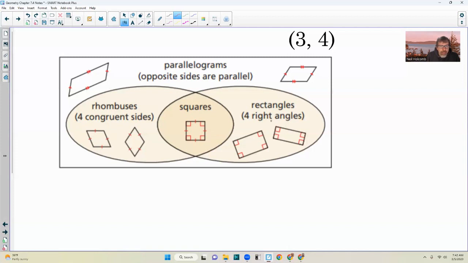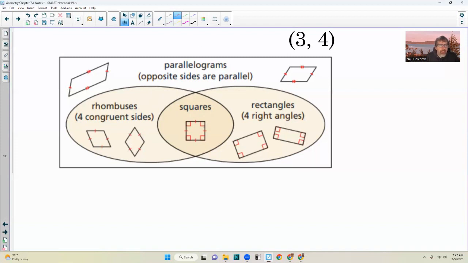A rectangle is a quadrilateral with four right angles. So these are not rectangles because their angles are obtuse and acute. A rectangle has four right angles, but so does a square. So squares are rectangles, but not all rectangles are squares. The square is a special shape that is a rhombus, it is a rectangle, and it is a parallelogram. Rhombuses are parallelograms, but they're not all squares. Rectangles are parallelograms, but they're not all squares. But a square is a rhombus, rectangle, and parallelogram.